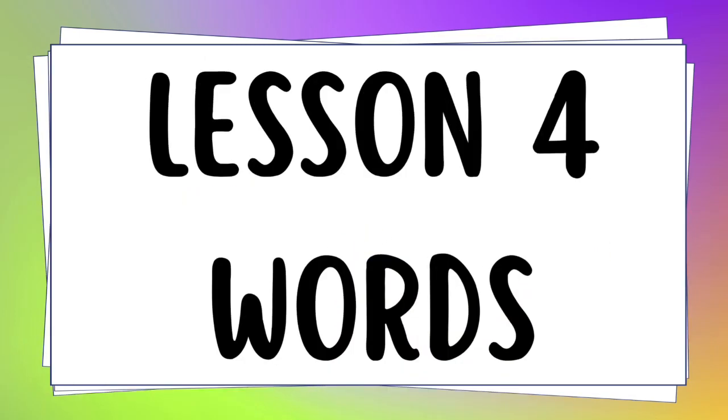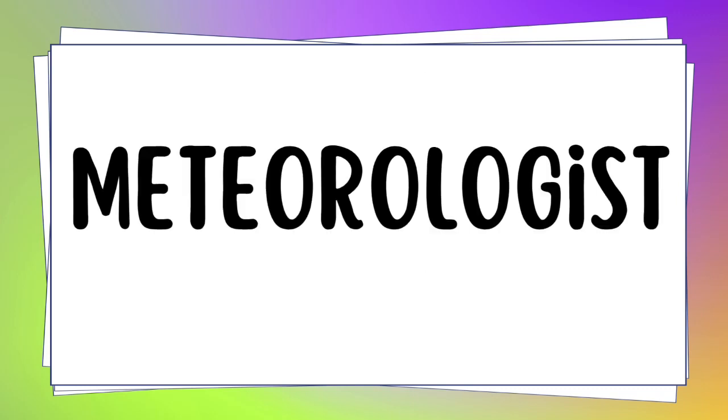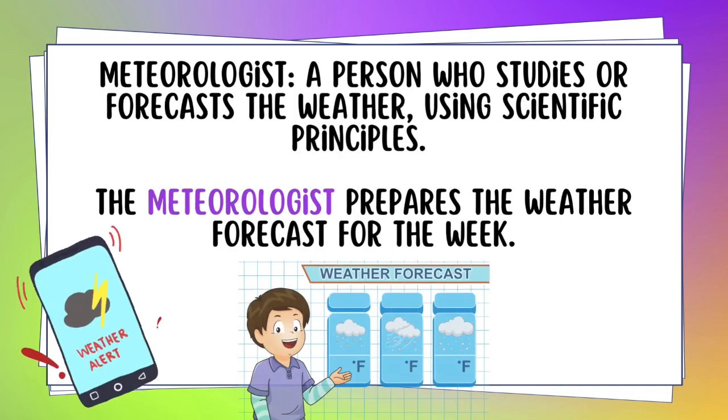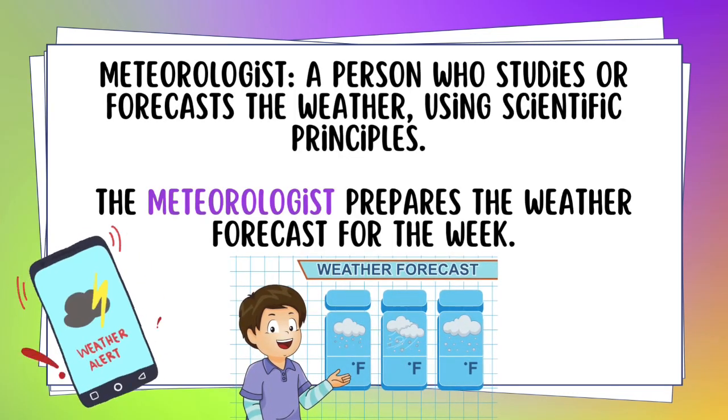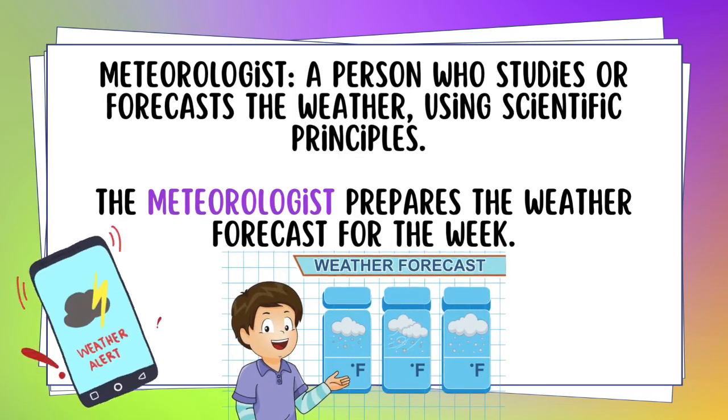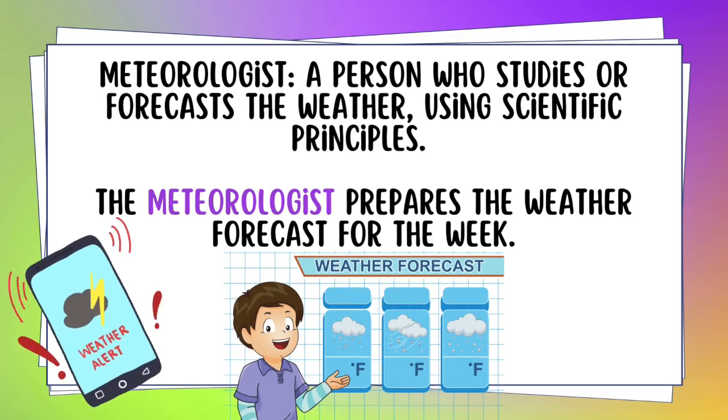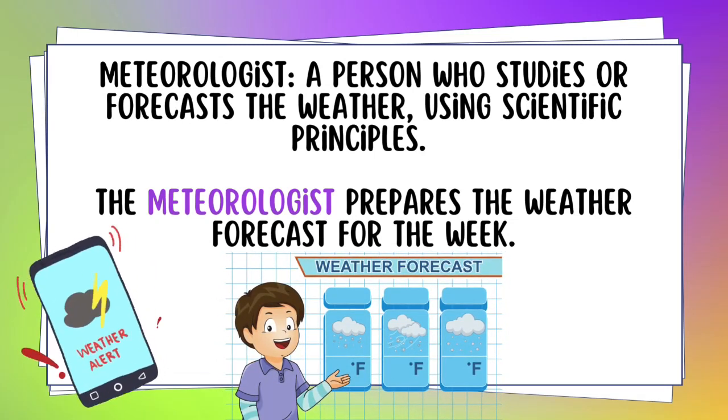Lesson 4 words. Meteorologist. Meteorologist is a person who studies or forecasts the weather using scientific principles. The meteorologist prepares the weather forecast for the week.